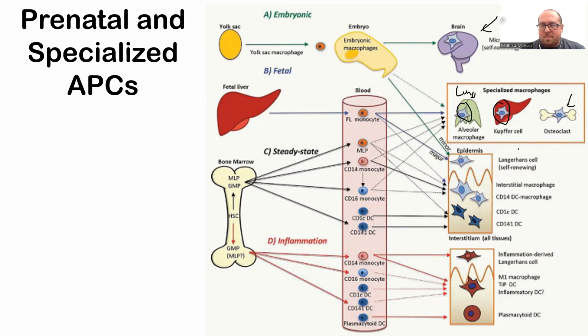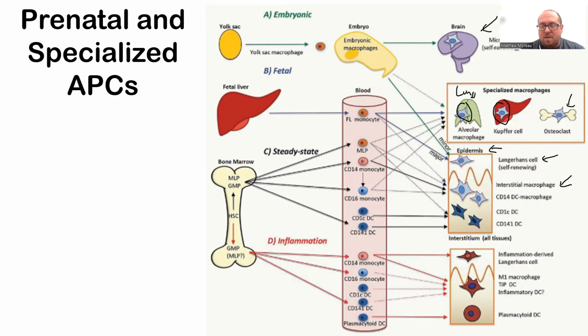And then, in other places, in the epidermis, the upper skin, we have Langerhans cells. Langerhans cells are more specialized to deal with skin infections and skin dysbiosis. And then we have interstitial macrophages. These are macrophages you find in the bloodstream. And then we have other types of macrophages from other places.